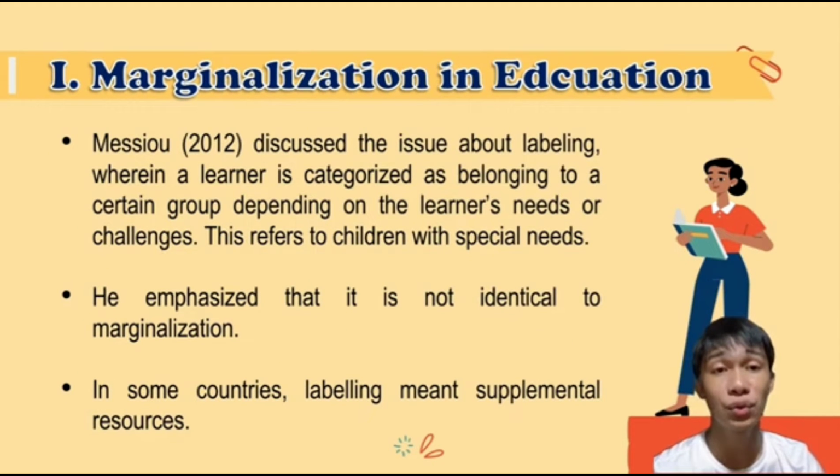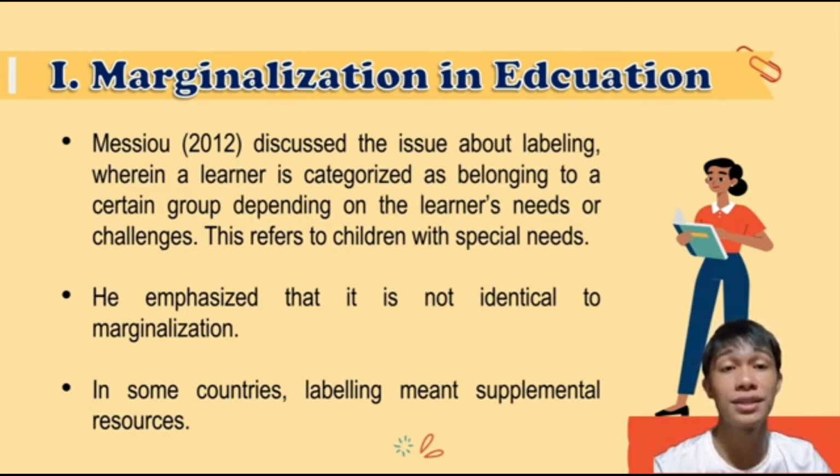Going further, Matthew 2012 discussed the issue about labeling, wherein a learner is categorized as belonging to a certain group depending on the learner's needs or challenges. This refers to children with special needs. Matthew emphasized that labeling is not the same as marginalizing. So what he is basically saying is categorizing people to belong in a certain group is not really marginalization.